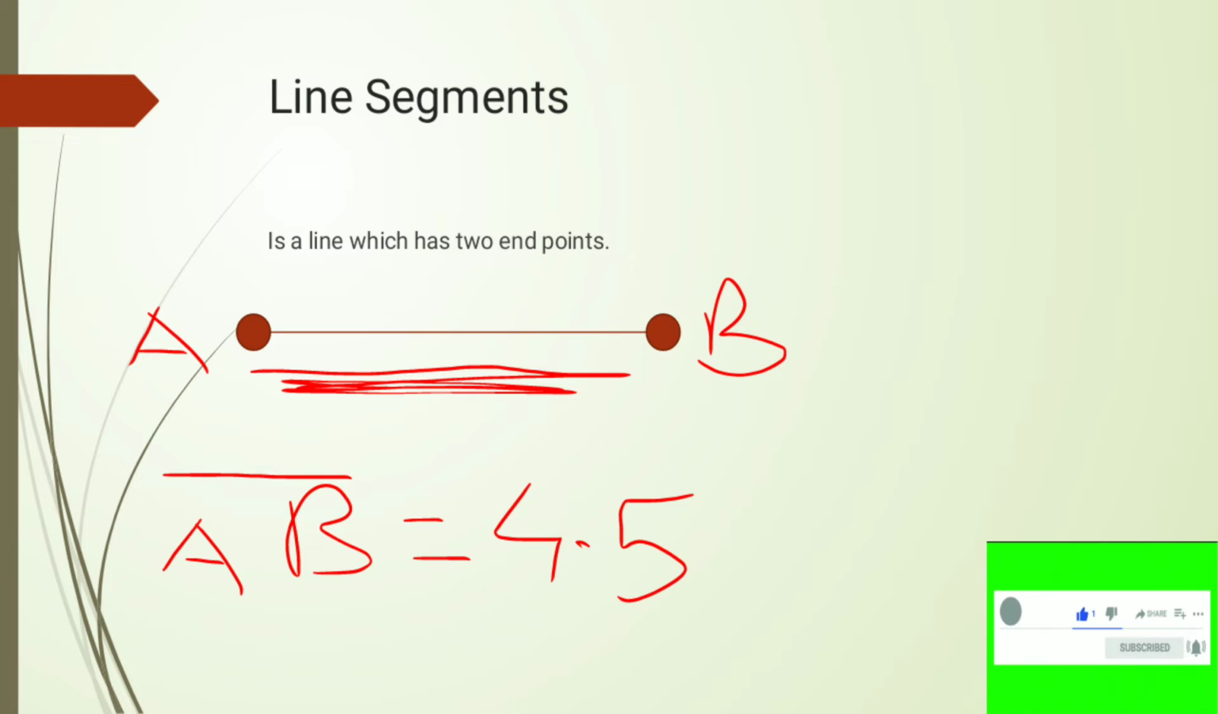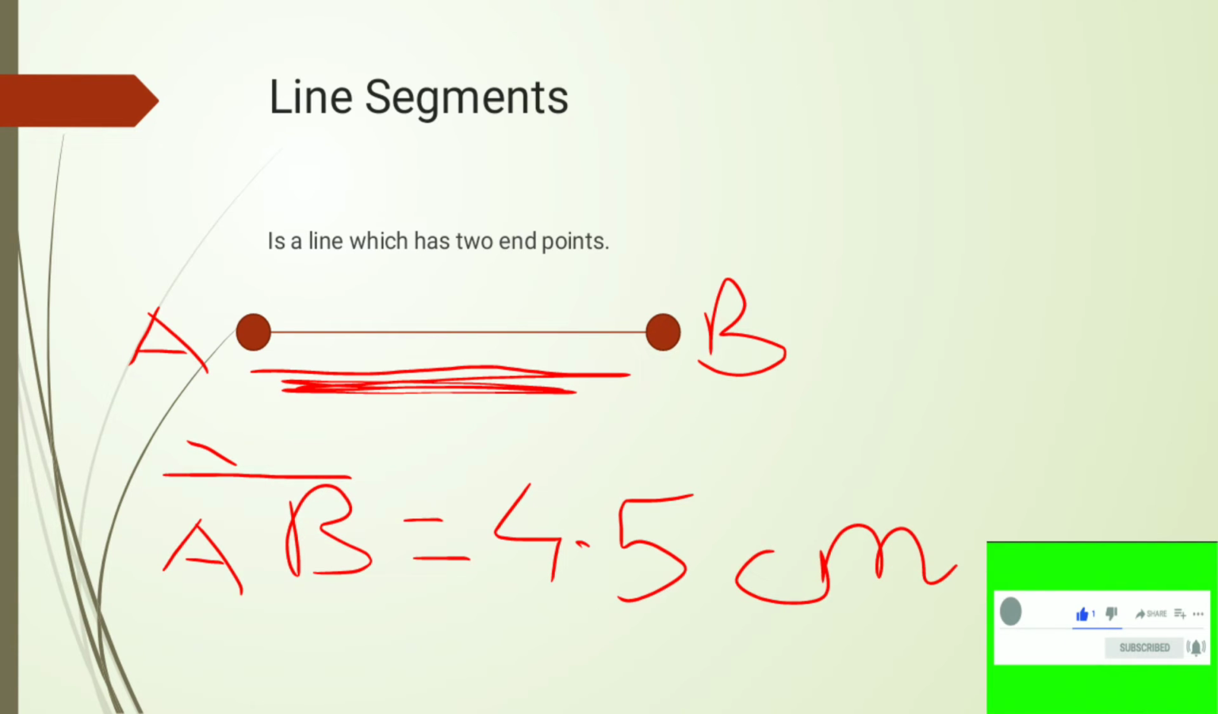So this is how we're going to write the measurement of the line segments. And how to read this? This line represents the line segment, and below the line, the letters are the names of the line segment. See, I've given the name AB. So line segment AB is equal to 4.5. 4.5 what? 4.5 centimeters. Okay.